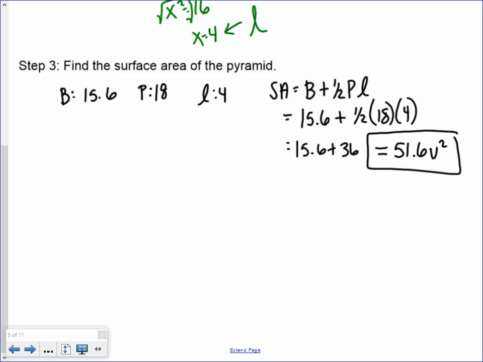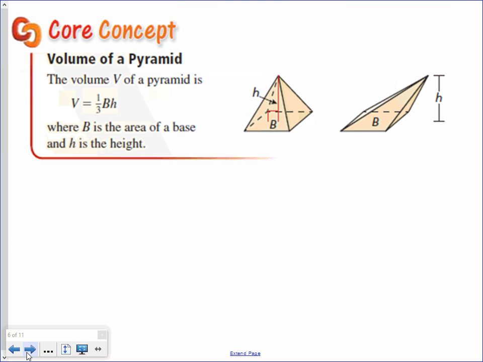Okay. Questions on surface area? That one was a little more complicated than the ones we normally get. Okay, volume then. Volume is just a different formula. It's almost like the prism one, but we cut it by a third.